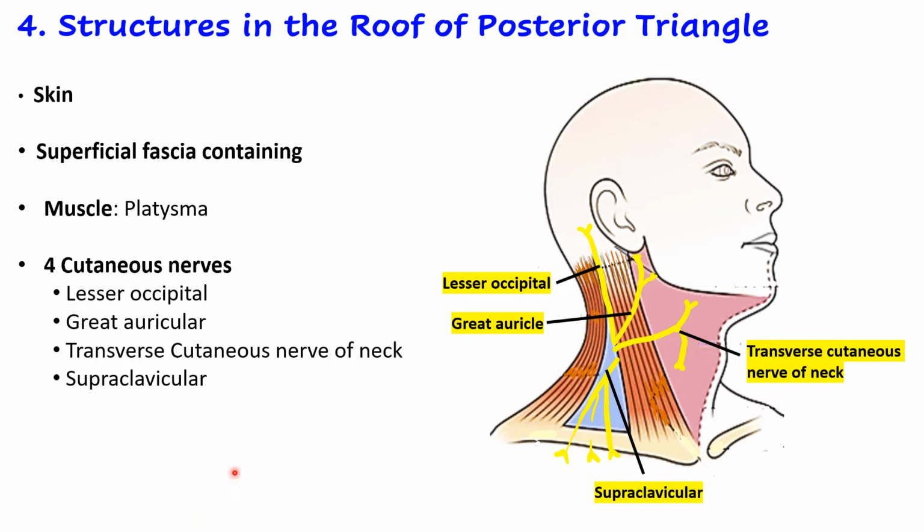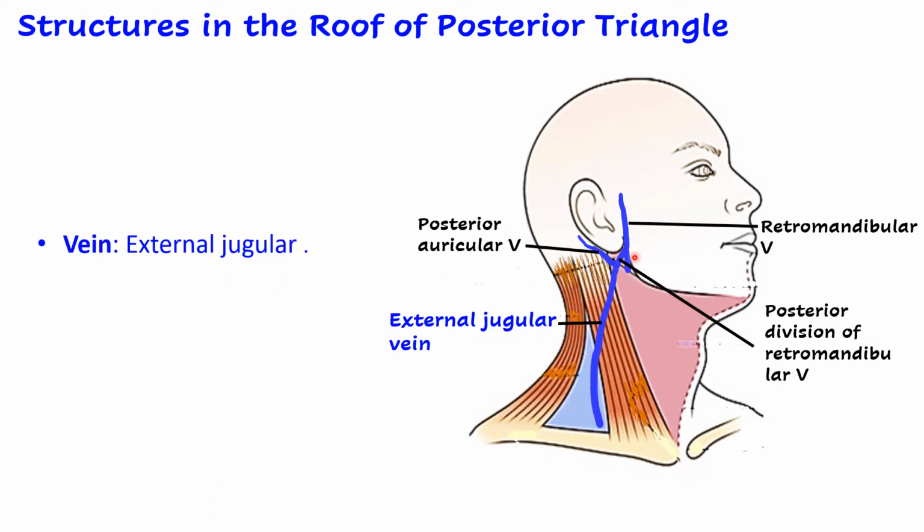So after this, what else do we have in the superficial fascia? We have a vein. And which is that vein? That vein is the external jugular vein. So lower part of external jugular vein is present in the roof of the posterior triangle. And this vein is formed here, right, behind the angle of the mandible by joining of posterior auricular vein and posterior division of retromandibular vein. This vein, external jugular vein, will drain here into subclavian vein. And you will find the 2 tributaries also here, which we will discuss later on, right?